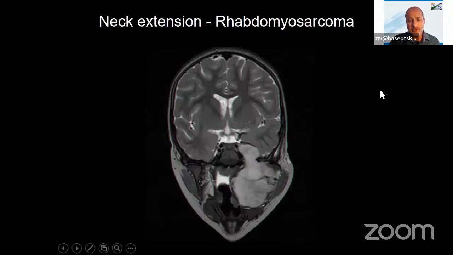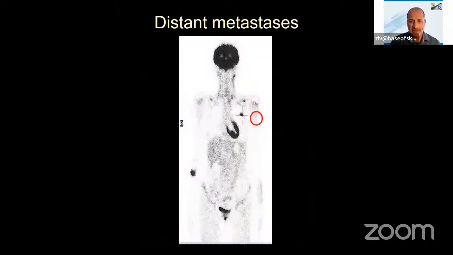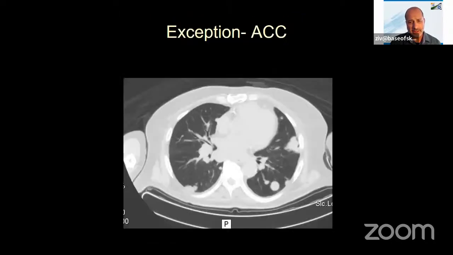This is an example of a rhabdomyosarcoma. You can see here a big extension to the neck. So in this case, an endoscopic transcervical approach would have to be combined with an open approach from the infratemporal fossa, and therefore we would prefer removing this tumor through a transcervical and infratemporal approach and not use endoscopic approaches in this case. And obviously, distant metastases are a contraindication.